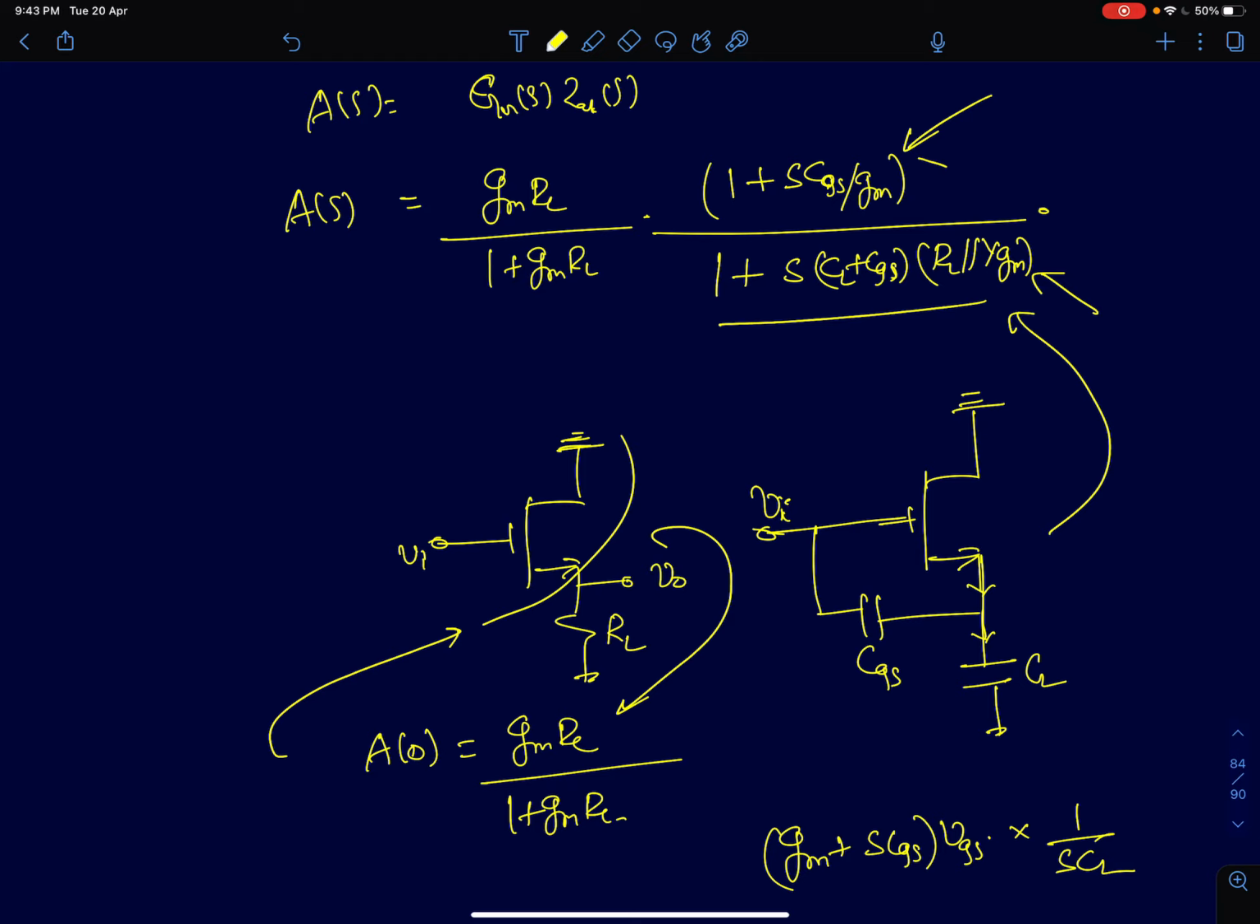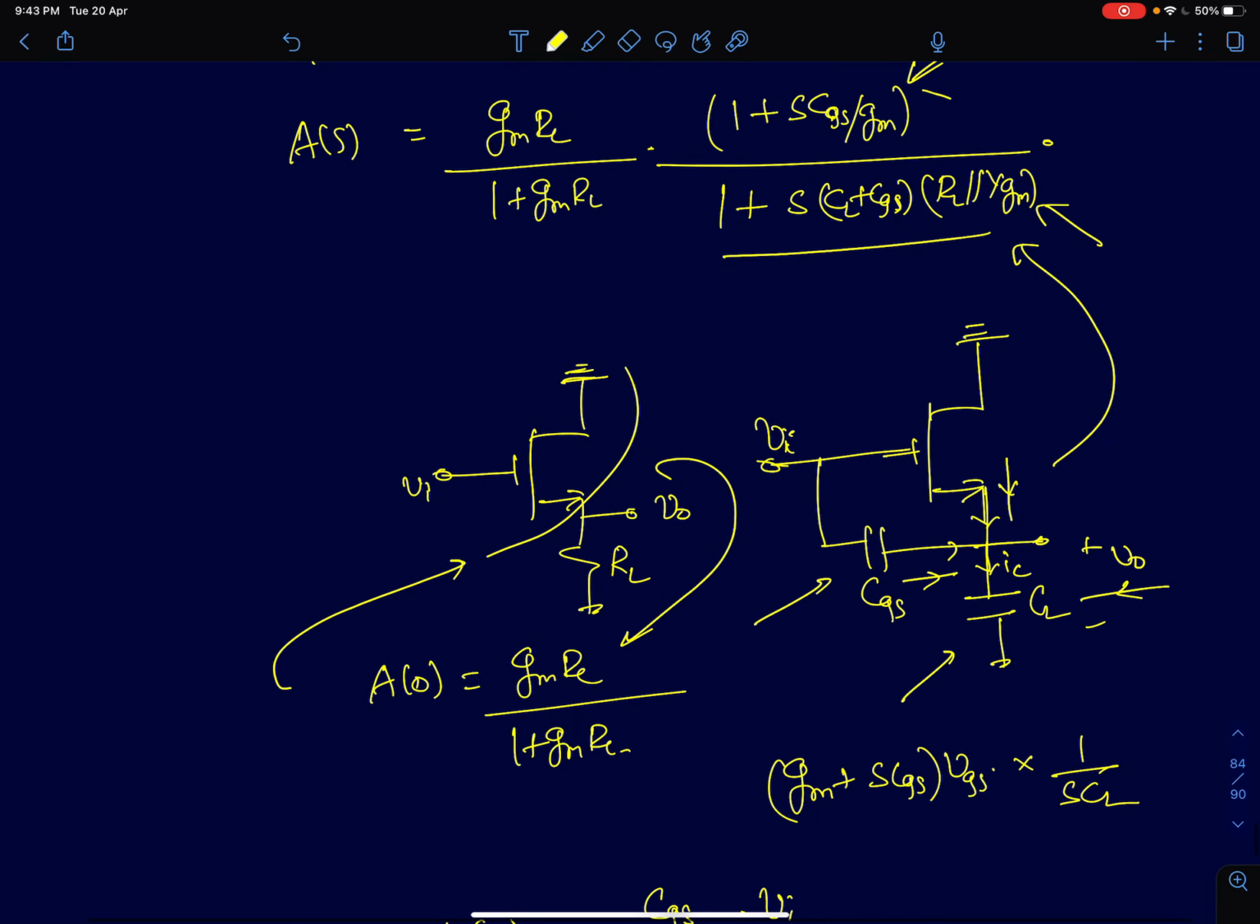At very high frequencies, at infinite frequencies, RL will be shunted out by a capacitance CL. So we'll have CL here and CJ here. Now the output voltage across CL is simply the current flowing through CL, which is nothing but the sum of the current through CGS plus the current through GM, the device. Now let VGS be the gate to source voltage across the MOSFET. Then the current through CGS is given by S CGS into VS, and the current through GM is given by GM VGS. So the total current is GM plus S CGS into VS.